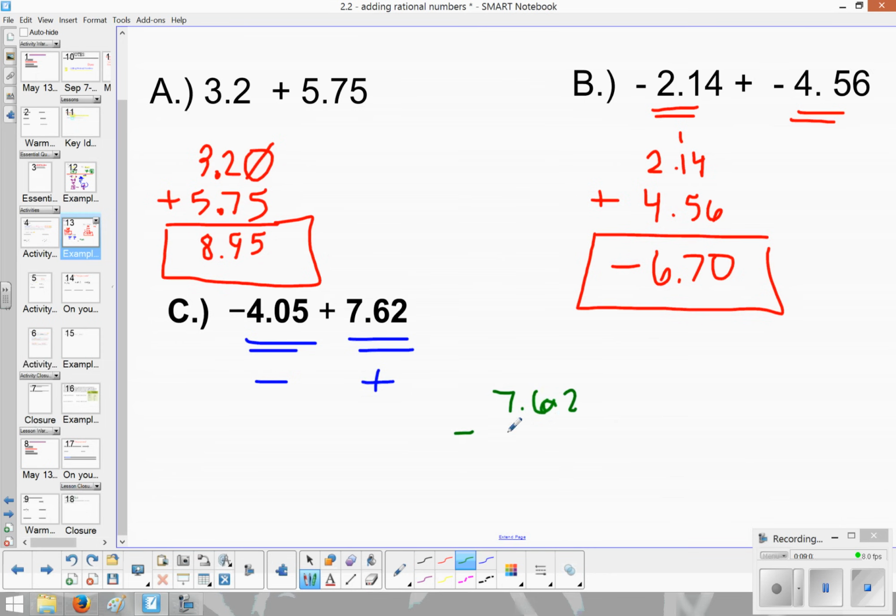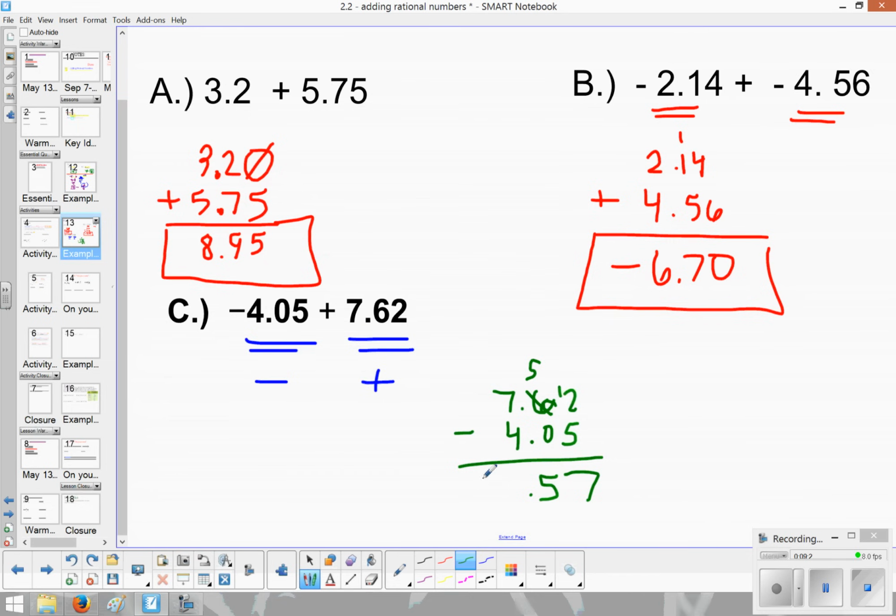7.62 subtract 4.05. And then we're going to go ahead and subtract that. Can't subtract 2 from 5, so borrow. That's going to be 5. That's going to be 12. 12 minus 5 is 7. 5 minus 0 is 5. And then 7 minus 4 is 3.